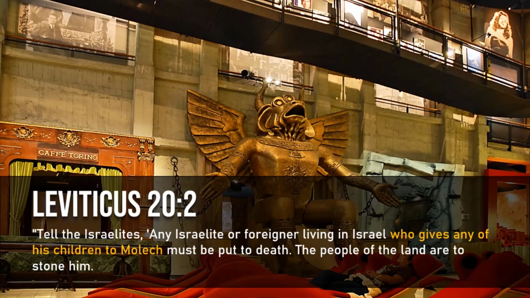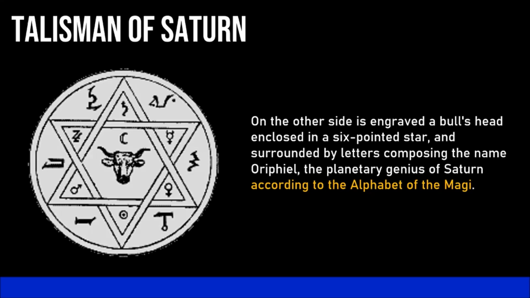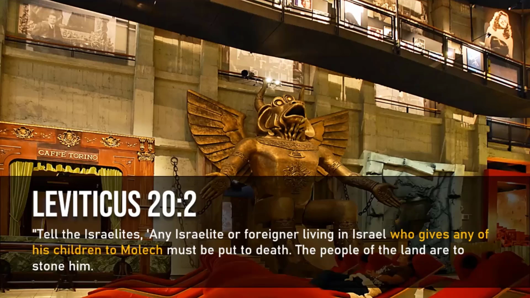Leviticus 20:2 says, tell the Israelites, any Israelite or foreigner living in Israel who gives any of his children to Moloch must be put to death. The people of the land are to stone him. Okay, so Moloch is actually this deity, this bull god that we see in the middle of the star, and also this statue that we saw coming from Phoenicia.